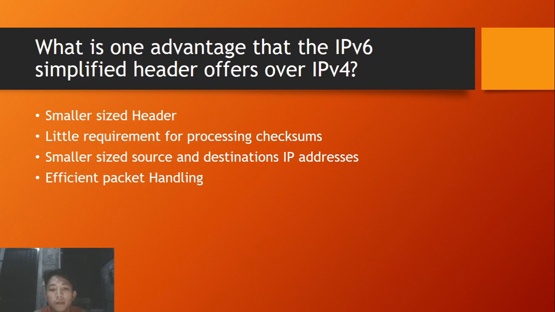There are better routing efficiency and efficient packet handling for performance and forwarding rate scalability. No requirements for processing checksums, simplified and more efficient extension header mechanisms as opposed to the IPv4 options field, and a flow label field for per-flow processing with no need to open the inner transport packet to identify the various traffic load.